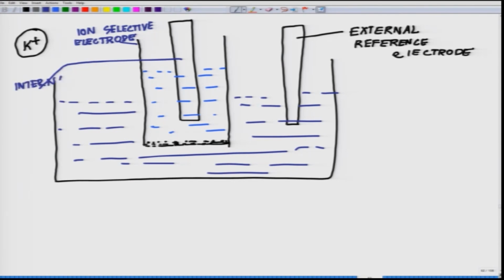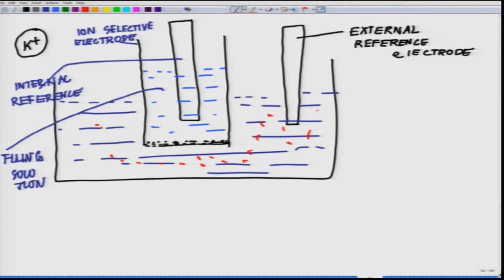So you realize there are different kinds of references you have to put. Internal reference out there, and this is the filling solution inside, and outside is where you have the analyte present. So this is where your analyte will change its concentration, and this part, which is the most critical part, is your ion selective membrane.